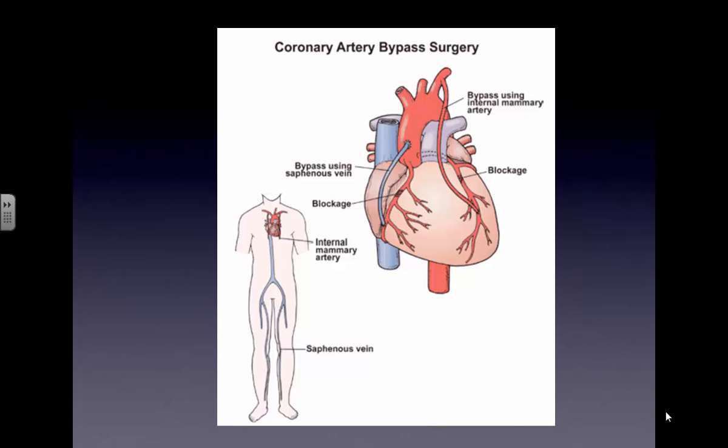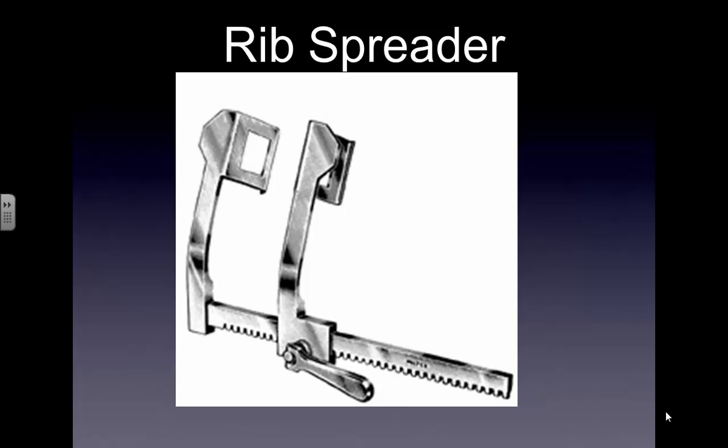And then to get at the heart, they use a tool called a rib spreader. This rib spreader has two flat prongs. After they saw the sternum, they put that in, and then they start cranking it, and it slowly spreads apart these two clamps, and that slowly spreads apart the sternum until they can see your heart and actually start to do surgery on it.